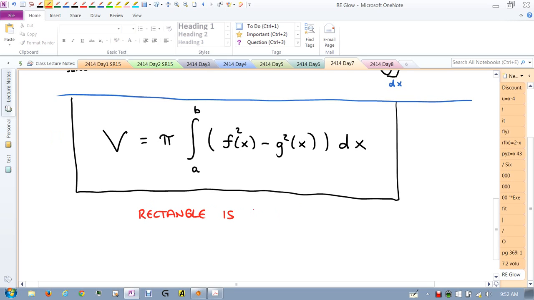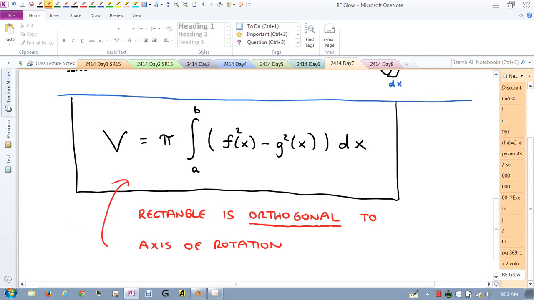is perpendicular. What's another word for perpendicular? It's more mathematical. You all heard this? Orthogonal? Well, now you have. Orthogonal is another word for perpendicular. Rectangle is orthogonal to axis of rotation. That's when you use this method.